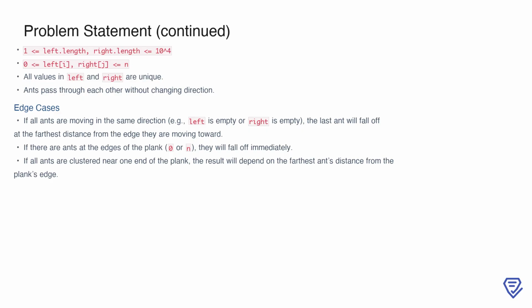If there are ants starting at the edges of the plank, they will immediately fall off at time 0. Additionally, if all ants are clustered near one end of the plank, the result will be determined by the ant farthest from the edge they are moving toward. These considerations ensure that the solution is robust across different scenarios.